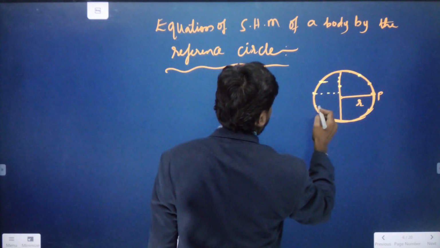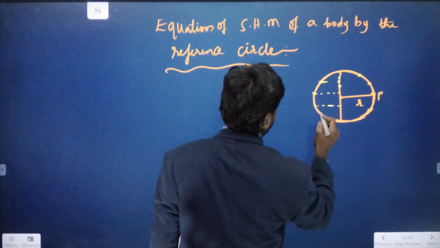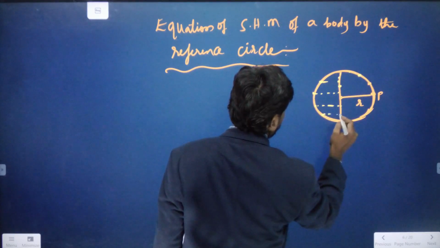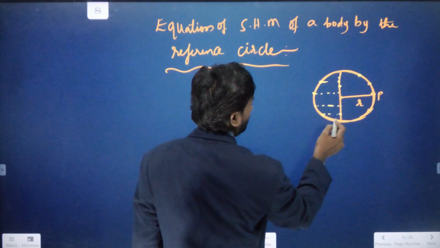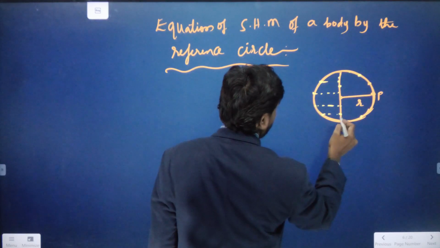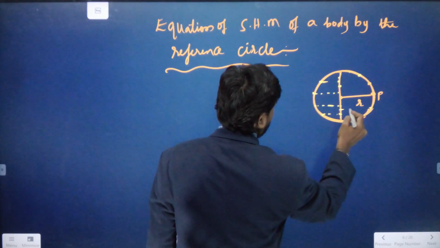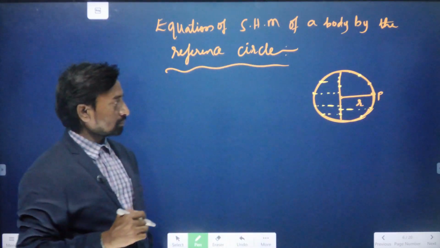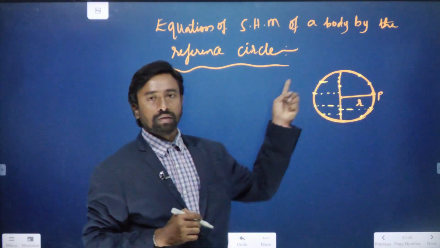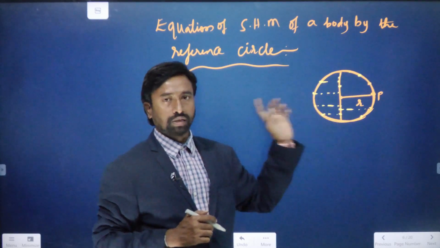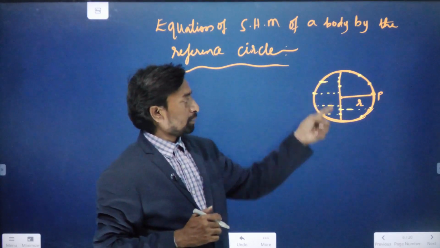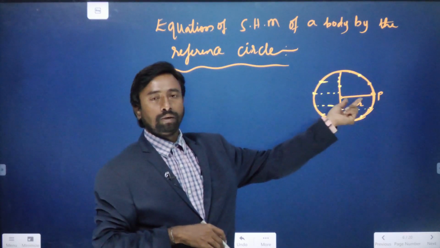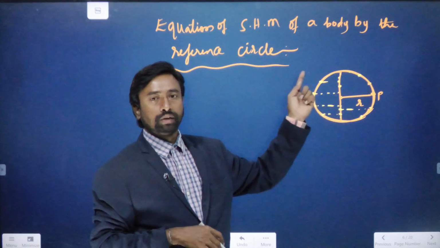Suppose the particle has come here, then the projection of this particle will be here, and when the position of the particle is here on the circular path, the projection of the body is here. So we can understand that in one complete oscillation in the circular path, the projection of the particle completes one to and fro motion about the center.